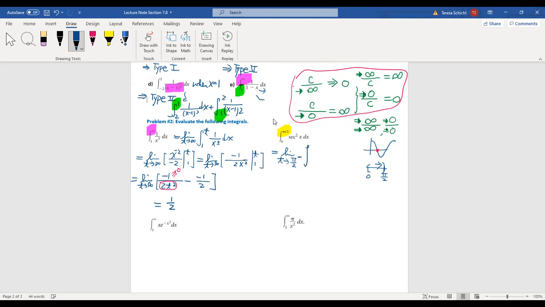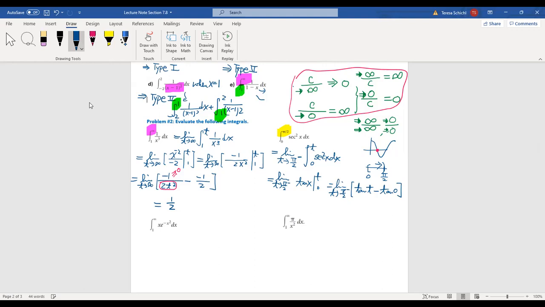Got that? Okay, now here this is 0 to t. Then you have the secant square x dx here. So this will be the limit as t approaches pi/2 from the left-hand side. And then the antiderivative of secant square, oh, that's pretty good, is the tangent x. Then have 0 to t, right? So now you will have the limit as t approaches pi/2 from the left-hand side of tangent t minus tangent 0, correct?